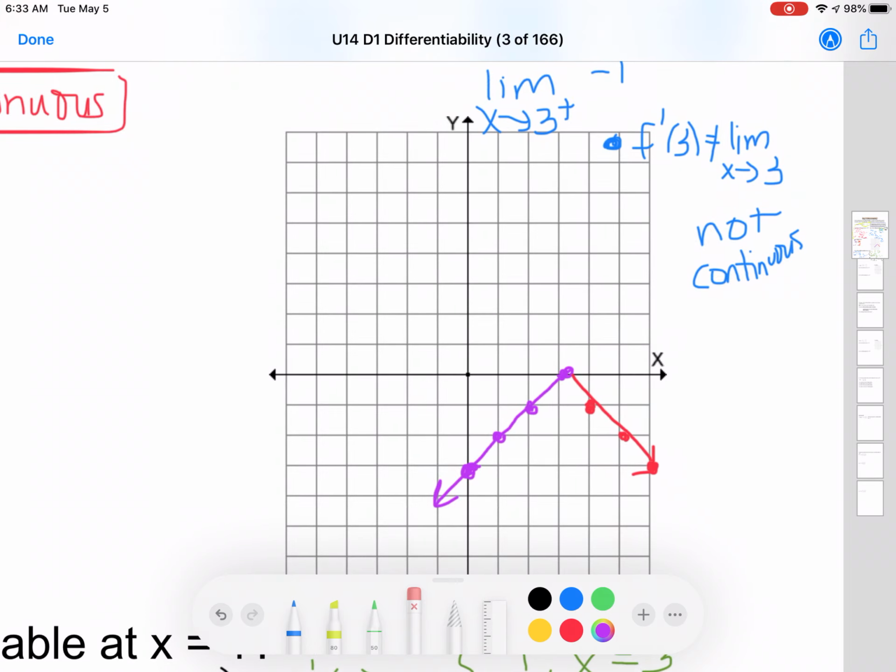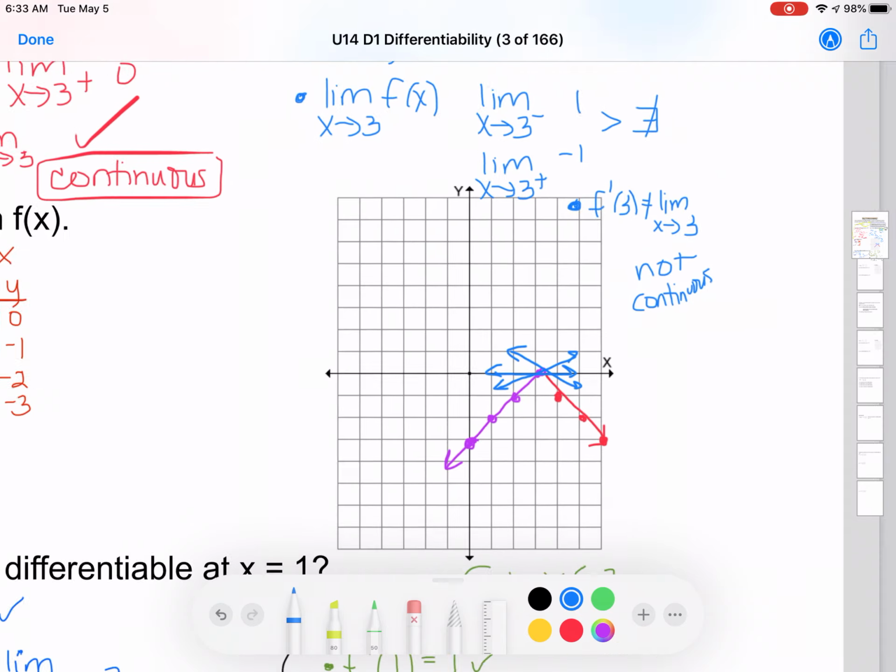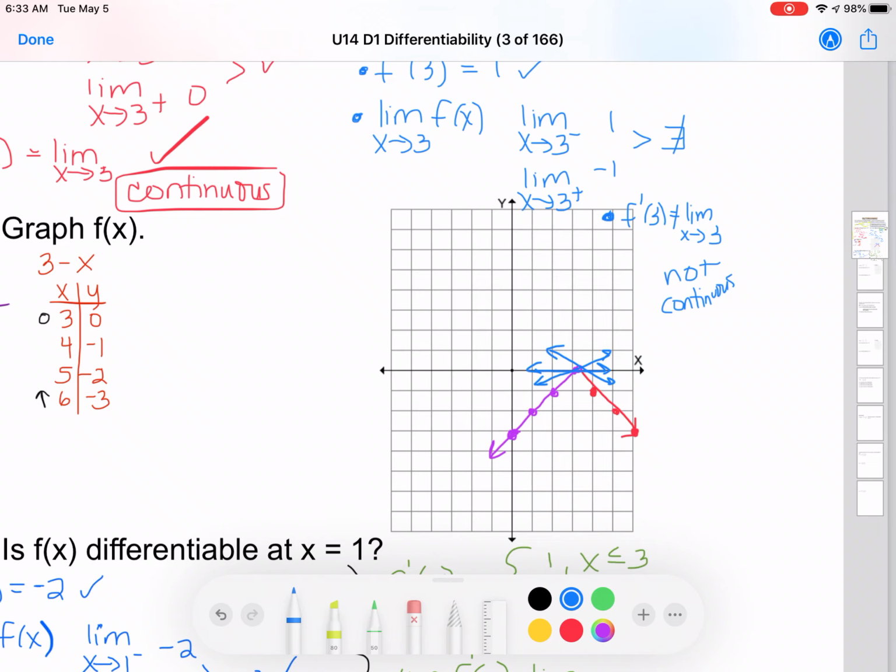If you were going to try and find the slope of the tangent line at x equals 3, well, let me draw in some tangent lines. I could draw in a tangent line like this. I could draw in a tangent line like this. I could draw in a tangent line like this. Remember, tangent means it only hits one time. There's an infinite number of tangent lines right here. Therefore, you can't find the derivative. You can't find the slope of the tangent line when there's an infinite number of tangent lines. And that's because it comes to a point like that. It would have to be a nice smooth curve in order to find the derivative.